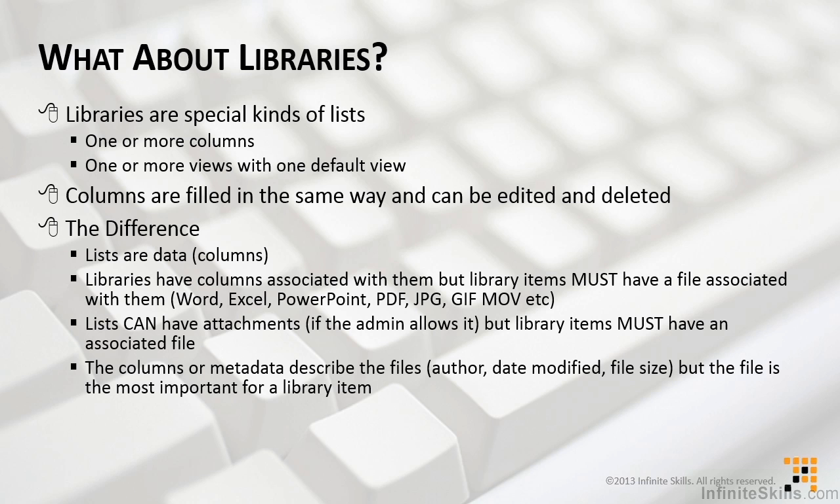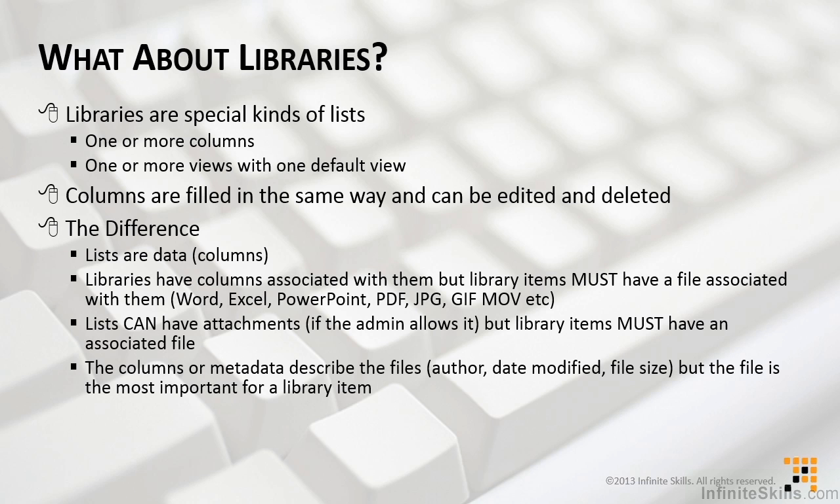Primarily, lists are data, meaning they are just data, just columns, just like a spreadsheet, where you might have any variety of first names, last names, email addresses, office locations for a contact list. Libraries, on the other hand, do have columns associated with them. But for library items, you must have a file, a physical file like Word, Excel, PowerPoint, PDFs, JPEGs, GIFs, movies, and so forth. You must have a file associated with those items. Lists can have attachments if the administrator allows it, but library items must have an associated file. That is the core difference between lists and libraries.